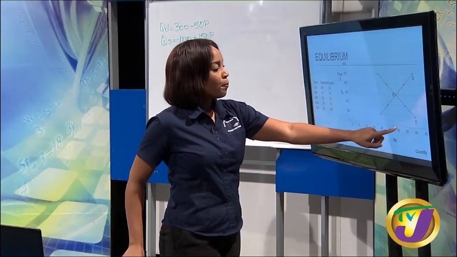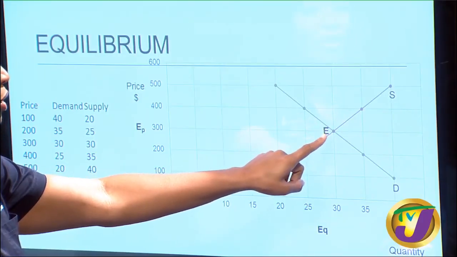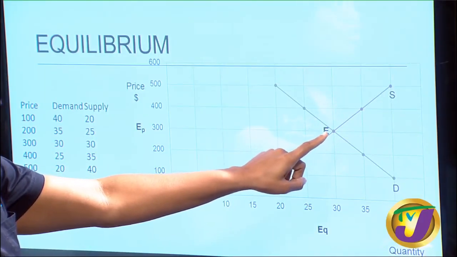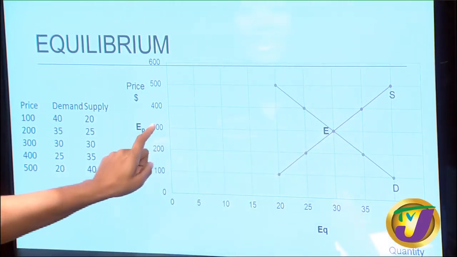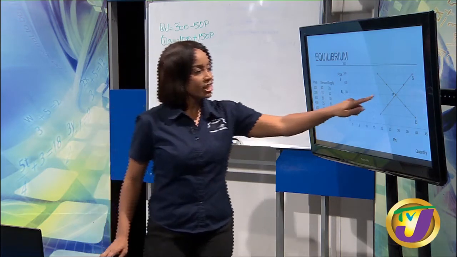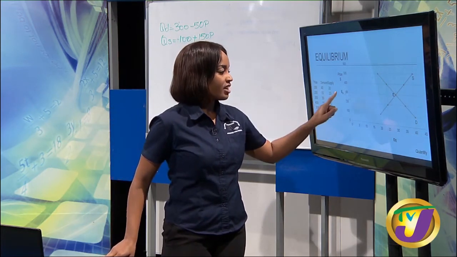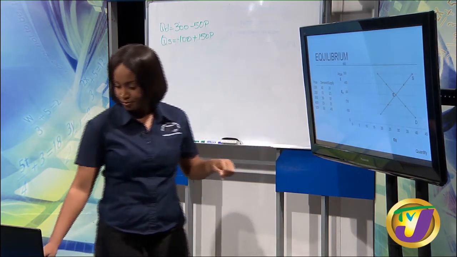The equilibrium quantity is 30. This is where the demand for the good is exactly equal to the quantity supplied, and the equilibrium price point is $300. So this is your equilibrium point, this is your equilibrium quantity, and this is your equilibrium price.